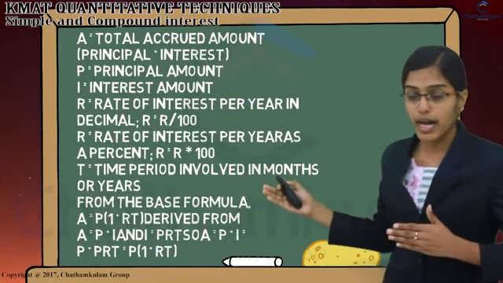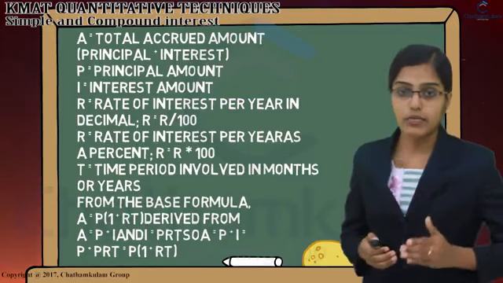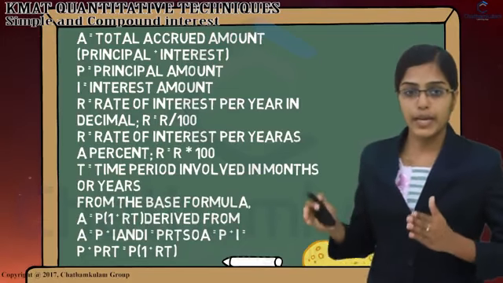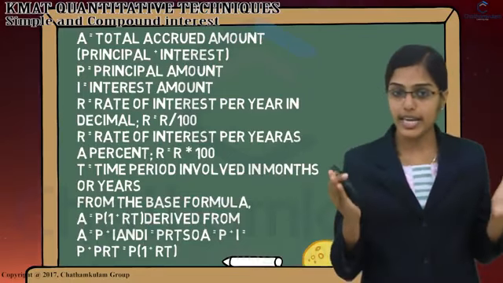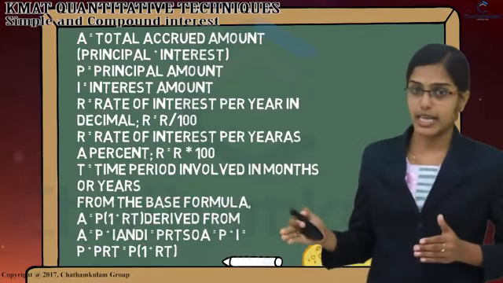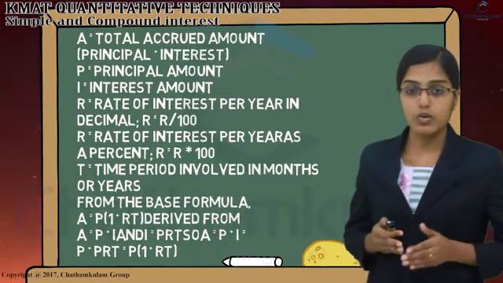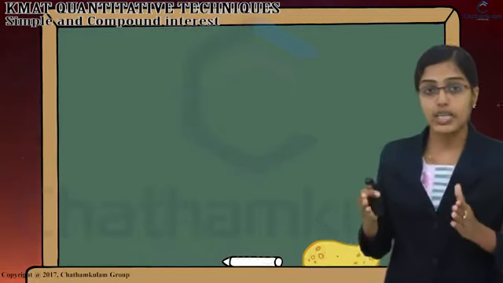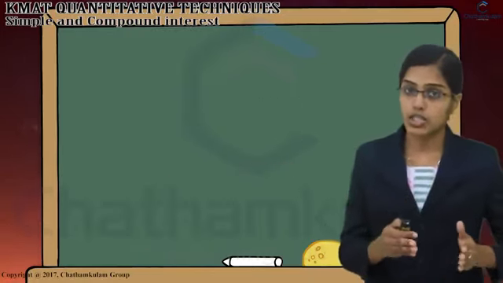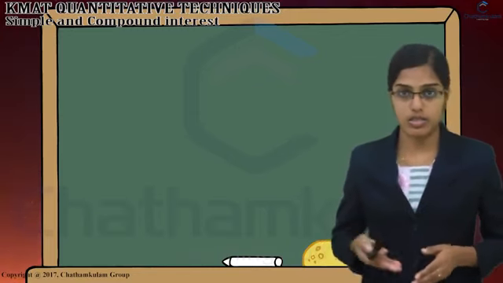From the base formula, A is equal to P into 1 plus rT, derived from A is equal to P plus I and I is equal to PrT. So A is equal to P plus I, that is P plus PrT. That is, P taking outside, P into 1 plus rT. Note that rate r and time T should be in the same time units such as months or years.